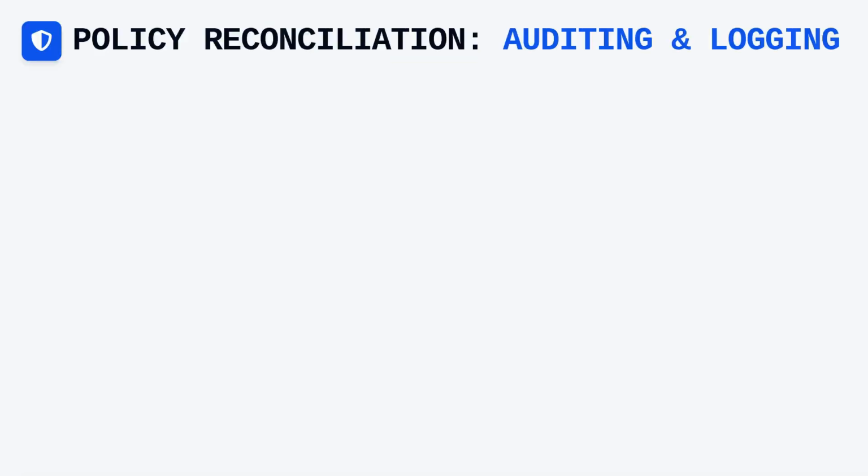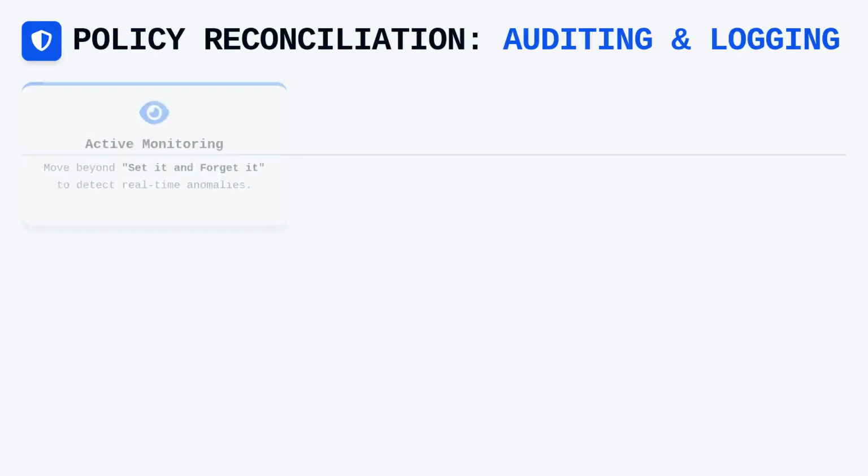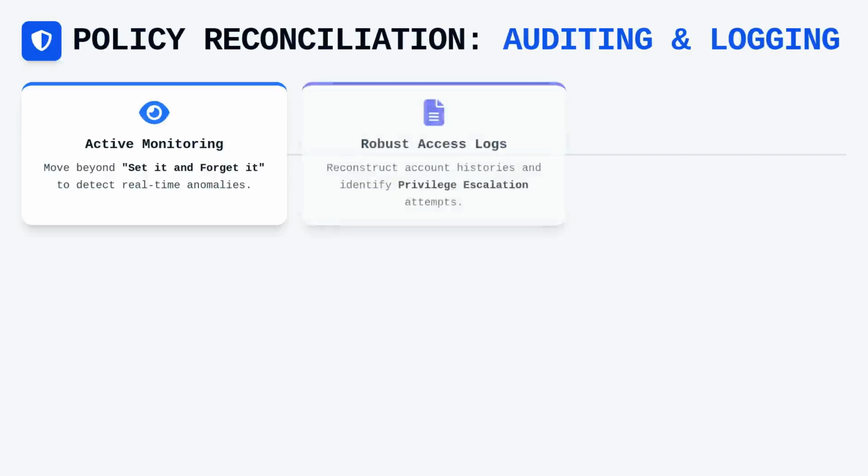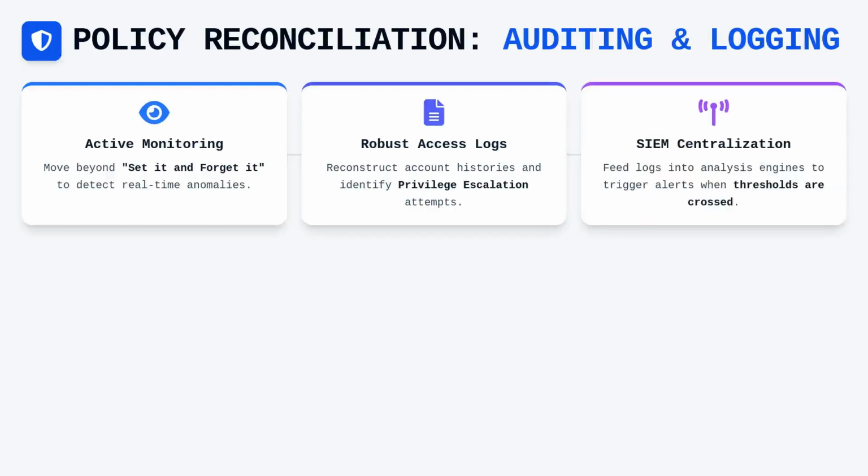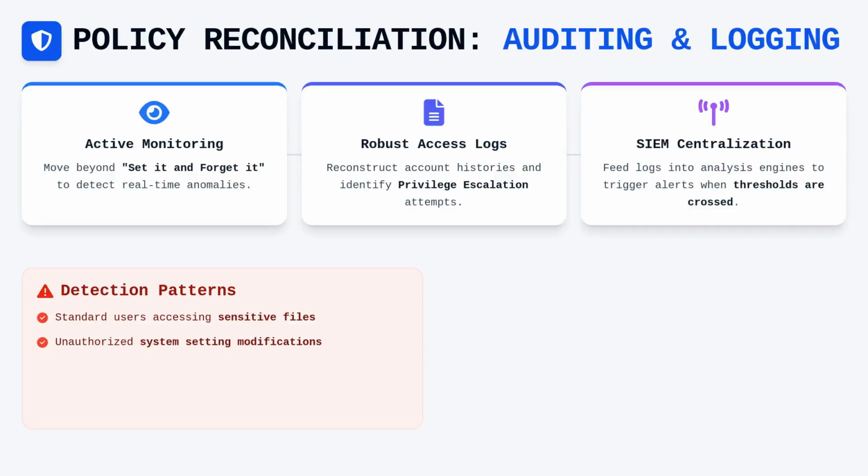Finally, we must reconcile our policies with reality through auditing and logging. Security is not a set-it-and-forget-it task. We need to actively monitor our environment to detect anomalies. By configuring robust access logs, we can reconstruct the history of an account interaction or identify attempts at privilege escalation in real time. We look for patterns where a standard user account suddenly attempts to access sensitive files or modify system settings that fall outside their assigned scope.